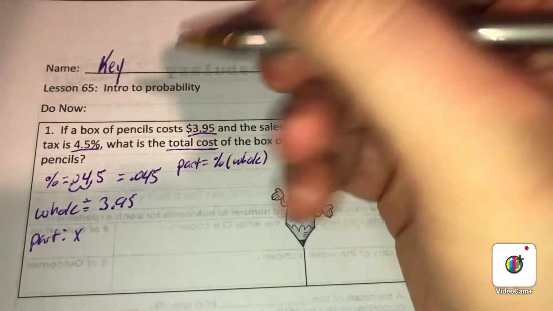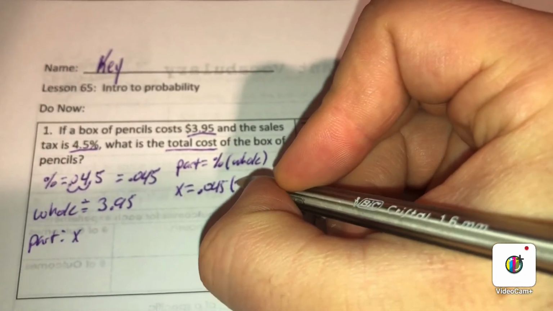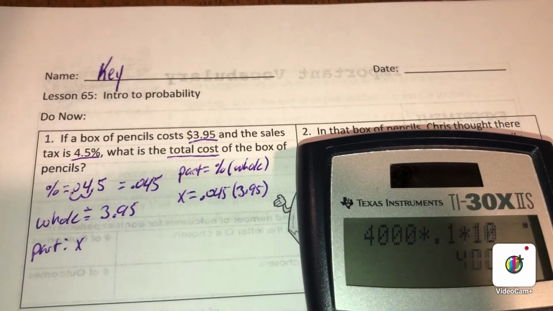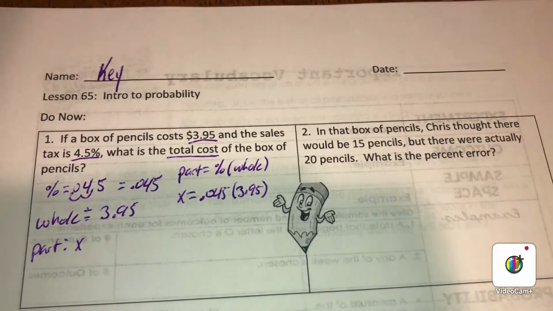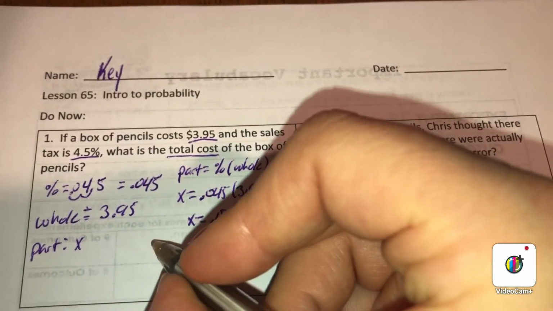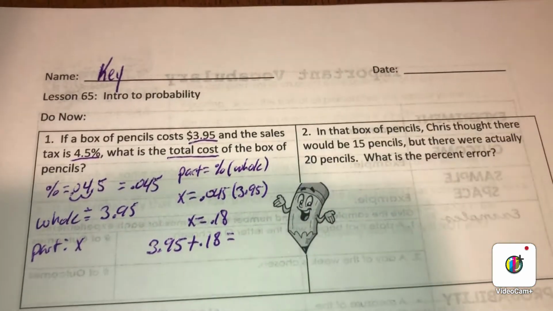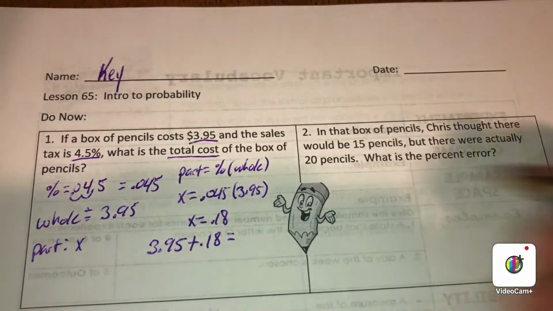and the part is what we're looking for. So x equals 0.045 times $3.95. 0.045 times $3.95. So we'll round that to 18 cents. And then we add it to the original cost. So $4.13 with tax.